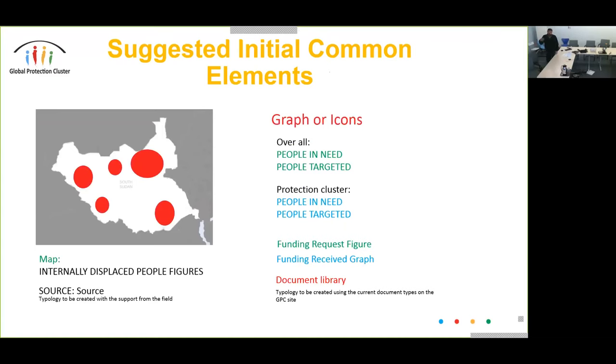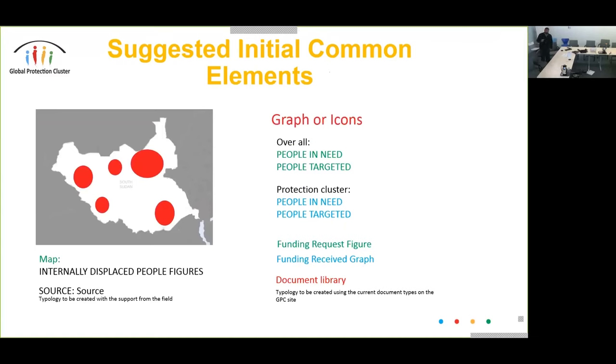We're hoping to have graphs or icons on people in need, the people targeted, the overall HRP figure. This is a figure that each one of us has. If you have an HNO and an HRP, you will have these two figures. For the protection cluster as well, we're going to go for people in need and people targeted. These would be population groups like you saw on the back end. They will aggregate, and we will have a global figure on how many people are in need and people targeted by the protection cluster. We're also hoping to have a funding request figure, funding received graph, and to be able to aggregate that to a global level.